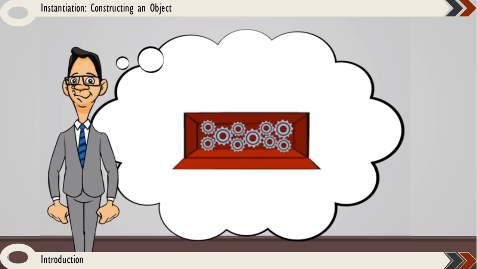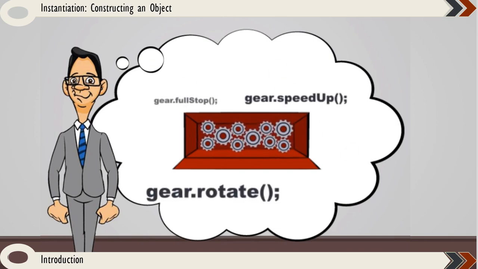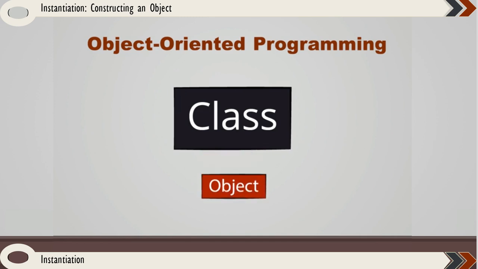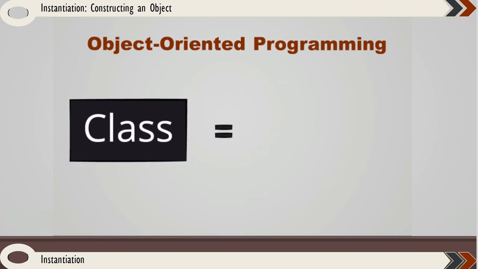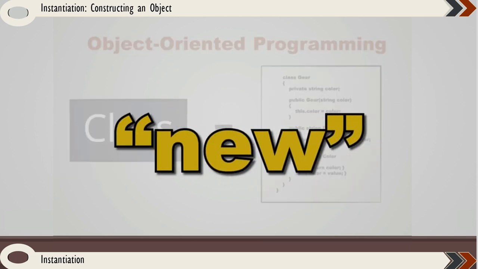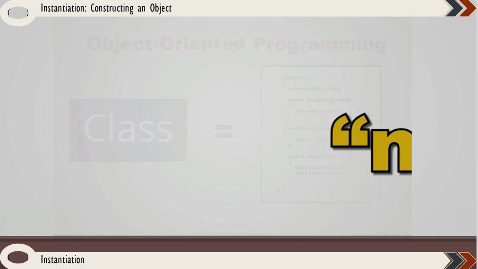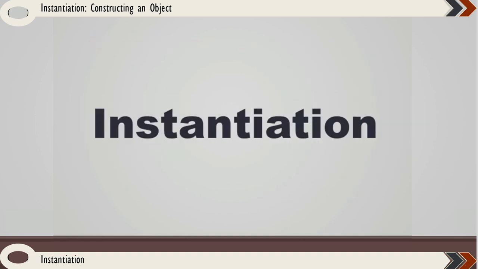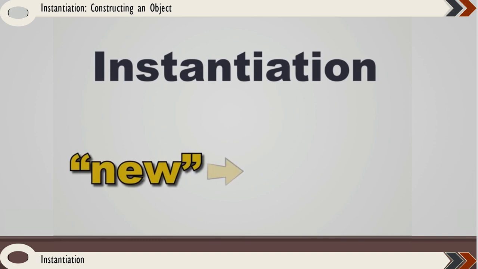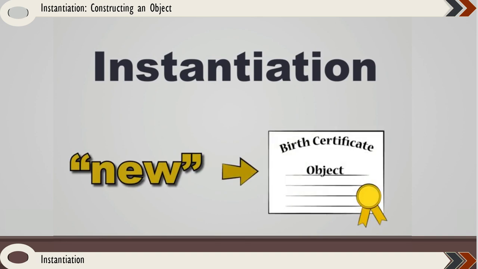Knowing what is happening under the hood will help you avoid bugs and give you more options to control how objects are created. In object-oriented programming, or OOP, an object is an instance of a class. The class is defined in code. Programmers use the new keyword to create an object in memory from that class. This process is called instantiation. You could think of it this way. The new keyword is what allows an object to be born.